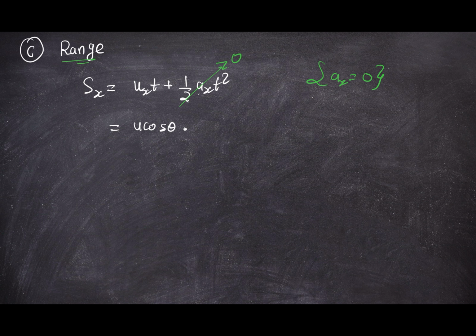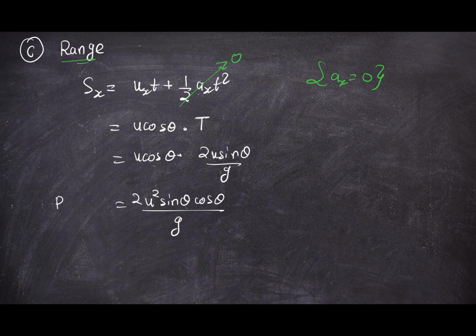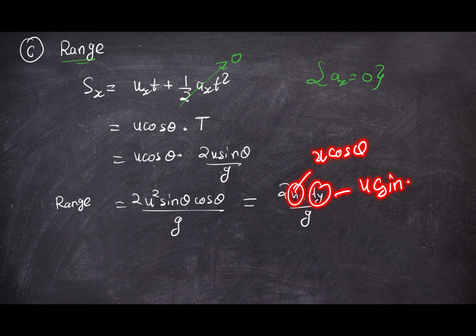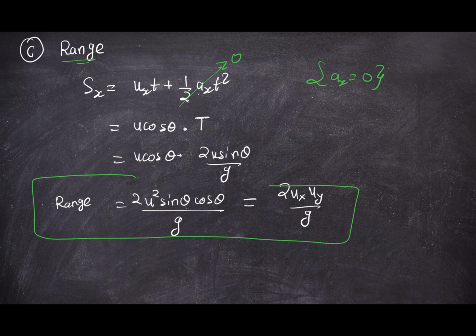T is nothing but time of flight, for what amount of time the object was in air. So u cos theta into 2u sin theta by g, or we can write as 2u square sin theta cos theta by g. This is nothing but range, or for easier memorization, use this format: 2 ux uy by g, where ux is velocity in x direction, nothing but u cos theta, and uy is velocity in y, nothing but u sin theta. Okay, so this is where we end projectile motion. Thank you.